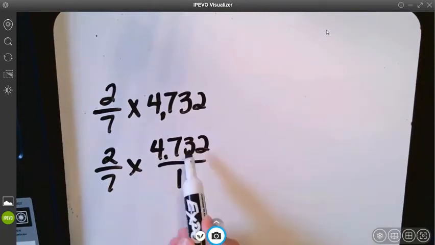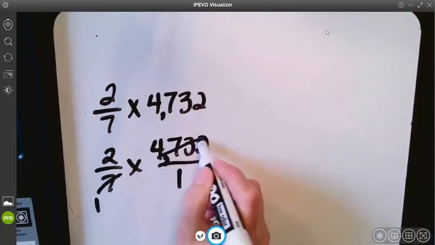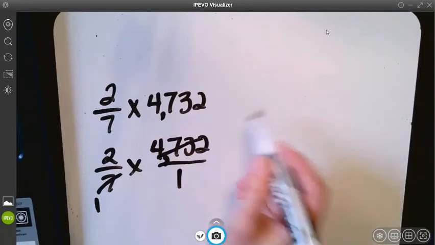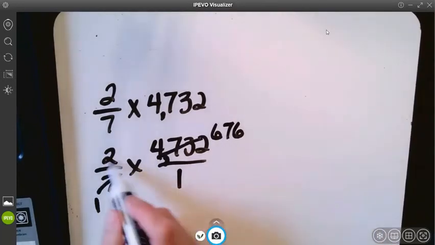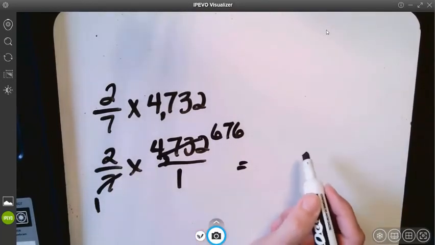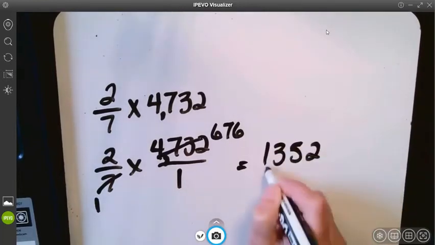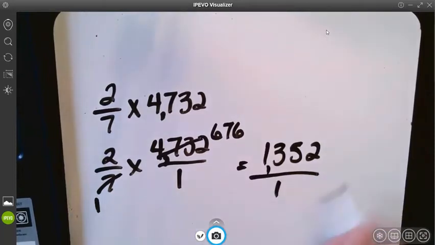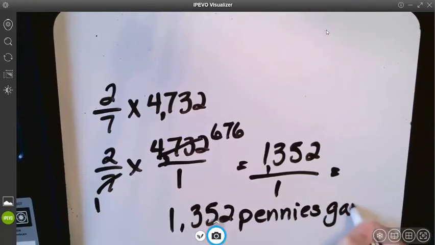Now, what makes this tricky is we can also use cancellation here as well, okay? 7 divided by 7 is 1. 4,732 divided by 7 is 676. Okay? So then 2 times 676 is 1,352 over 1, and that would be 1,352 pennies he gave. So that's the first answer.